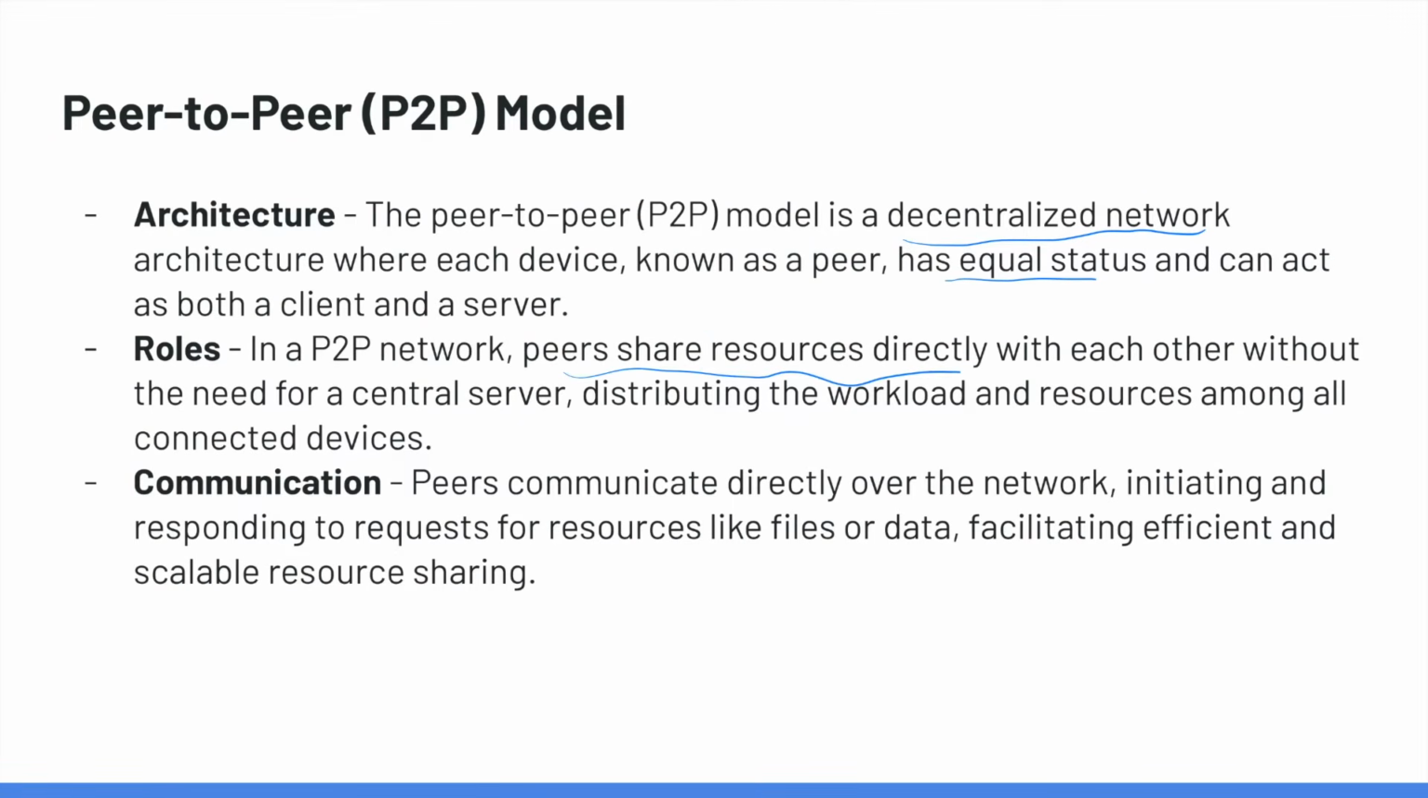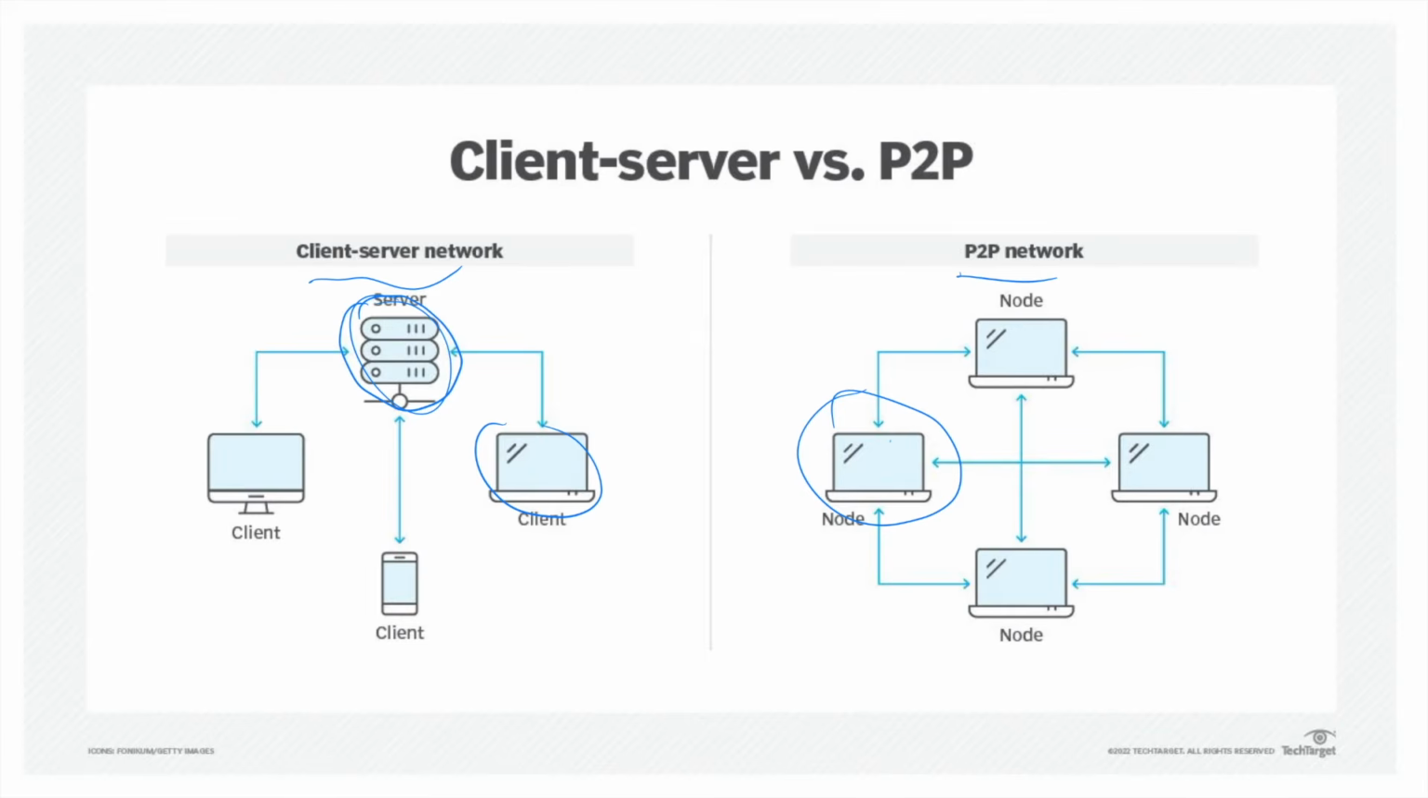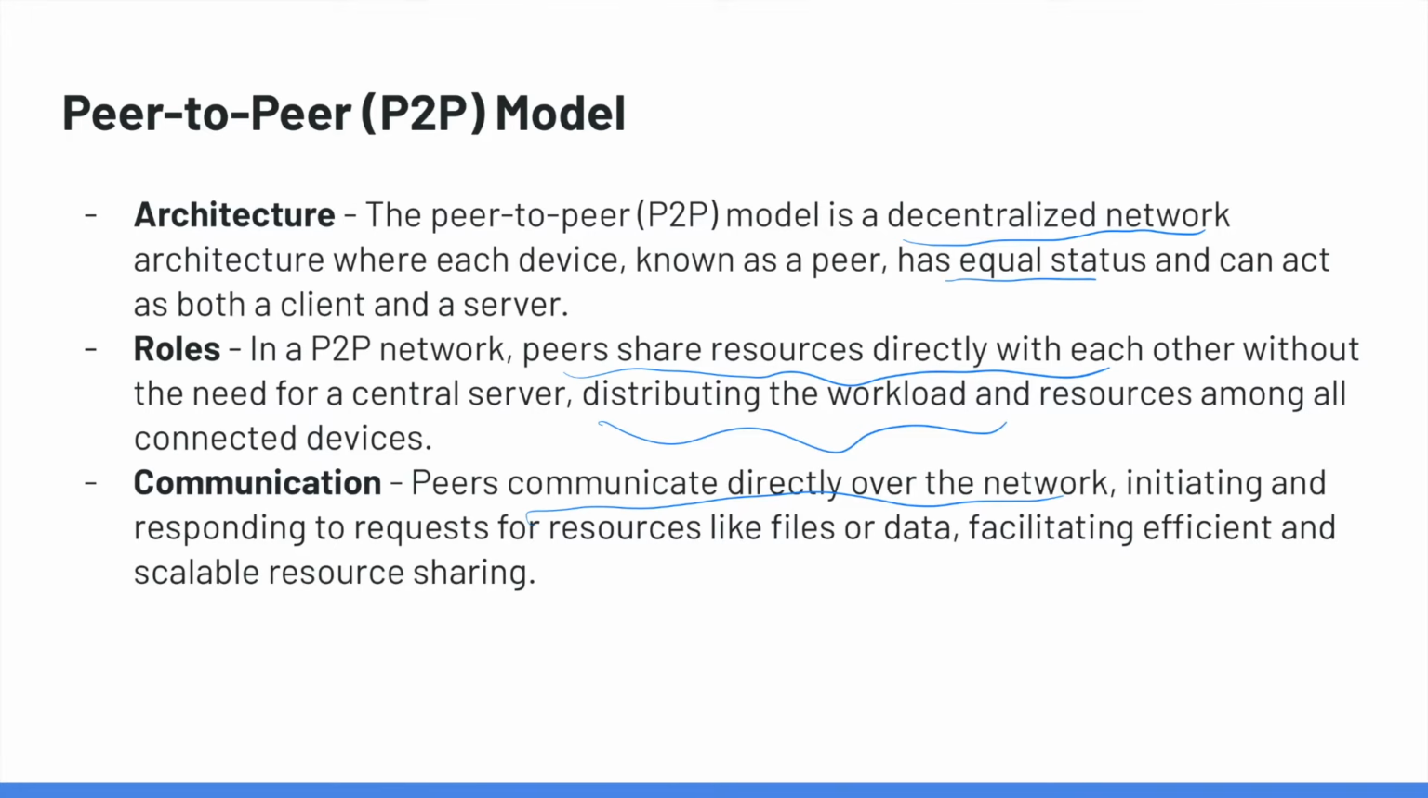So peers share resources directly with each other without the need for a central server, distributing the workload and resources among the connected devices. And they communicate directly over the network rather than through a server. So in a client-server model, if client 1 wanted to communicate with client 2, it would have to go through the centralized server. But right here, if client 1 wanted to communicate with client 2, that could happen directly. I guess it's not client 1 and client 2, but just node 1 and node 2. But I think it just makes it easier to understand. In many cases, this can be more efficient and allow for more scalable resource sharing.